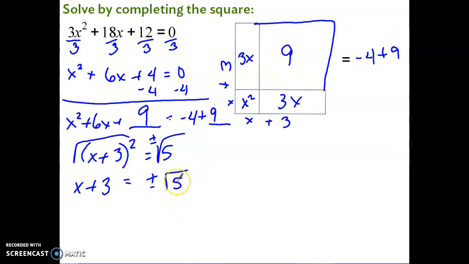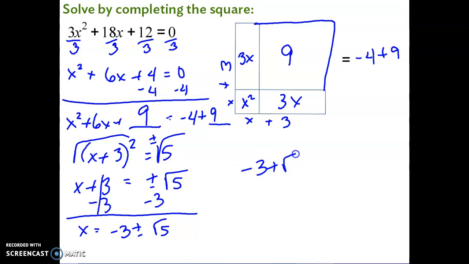And 5 is prime, so we don't need to do a factor tree on that one. I do need to get x by itself, though. I'm not finished. I need to subtract 3 from both sides. Usually we put the constant term first and then the square root behind it. So it looks like that. And remember, that is two solutions.